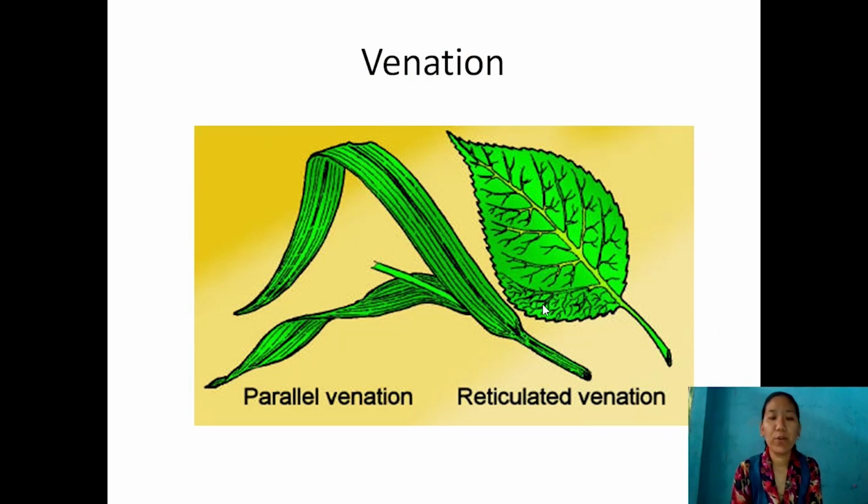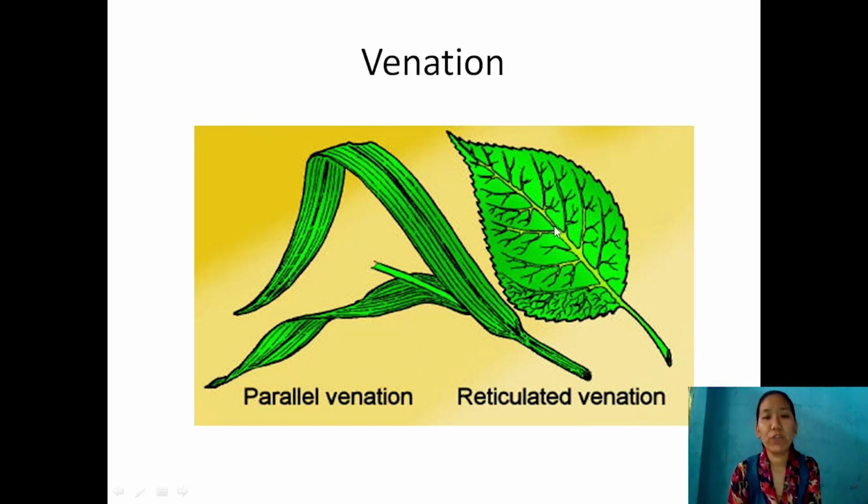Now talking about leaf venation, that is the arrangement of the veins. The venation can be parallel venation or reticulate venation. In parallel venation, all the veins run parallel to the axis of the leaf. This is an important distinctive feature of monocotyledon plants. All monocotyledon plants have parallel venation.